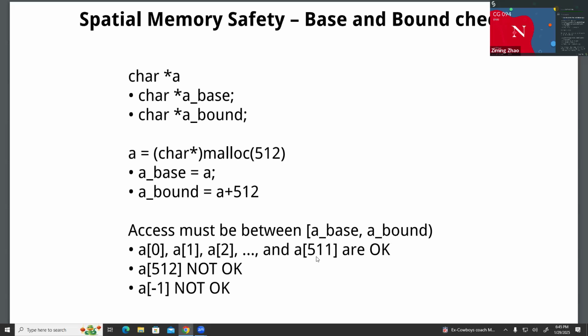For example, you can do A[0], that's legal. You can do A[511], that's also legal. However, if you do A[-1], or A[1000], that will not be legal. However, the C language itself allows you to do that, right? The C language itself doesn't check that. So we have a lot of layers on top of the C language to do this.